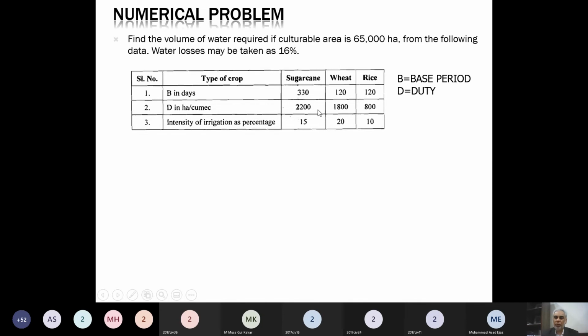So the methodology will be to find the depth of water, or delta, required for sugarcane, for wheat, and for rice by using the formula of delta, which is 864 B over D. The answer will be in centimeters. Then you can find the delta for sugarcane, multiply that with the area, 15 divided by 100 into 65,000, and you will get the total water required for sugarcane. Similarly, do it for wheat, do it for rice, and add them together, and you will find the total volume required for the whole year.